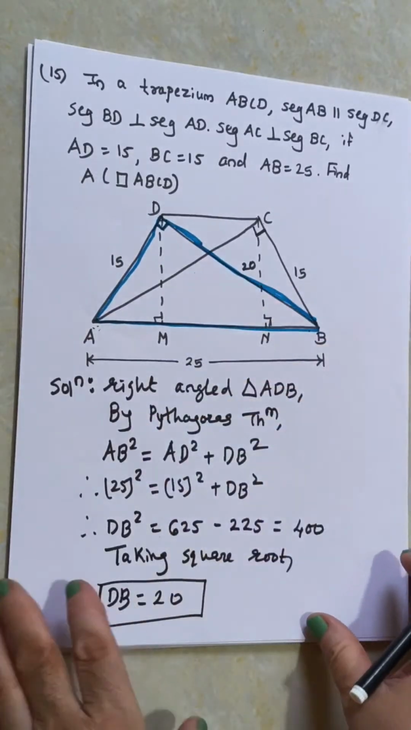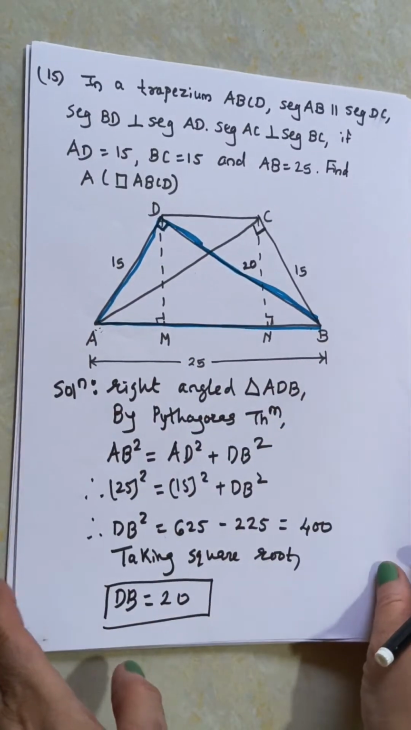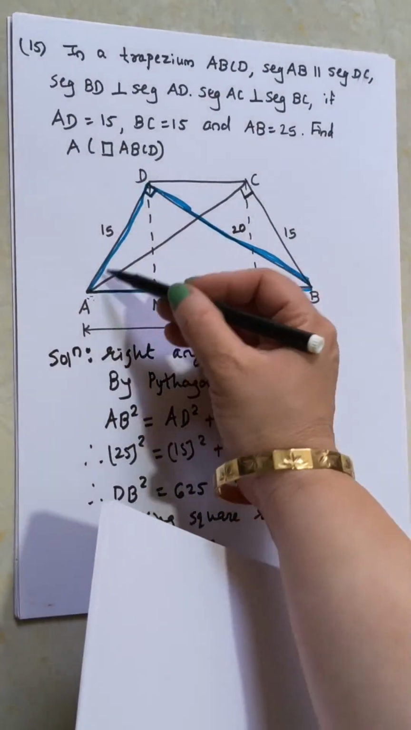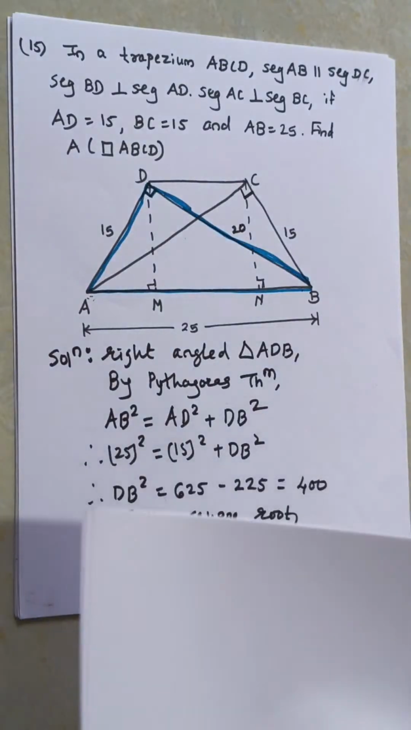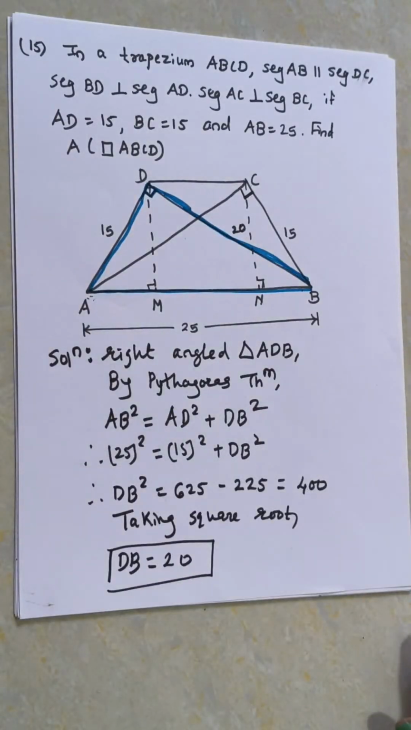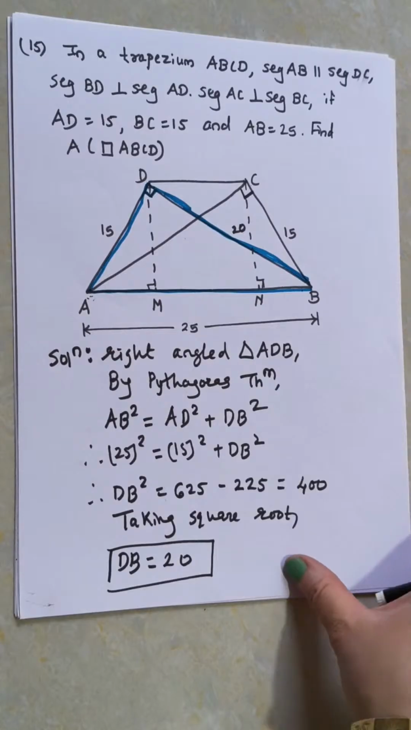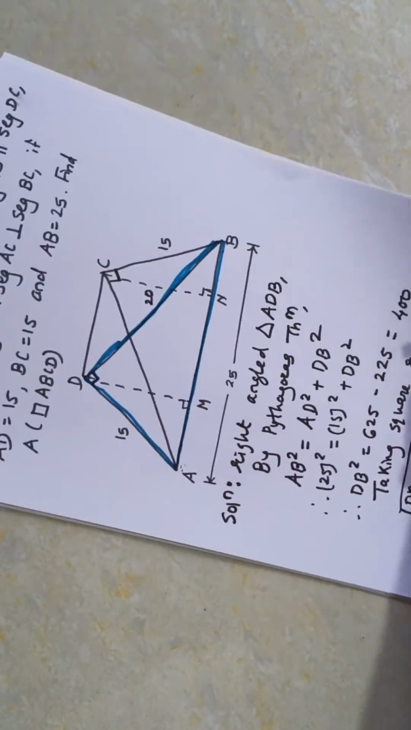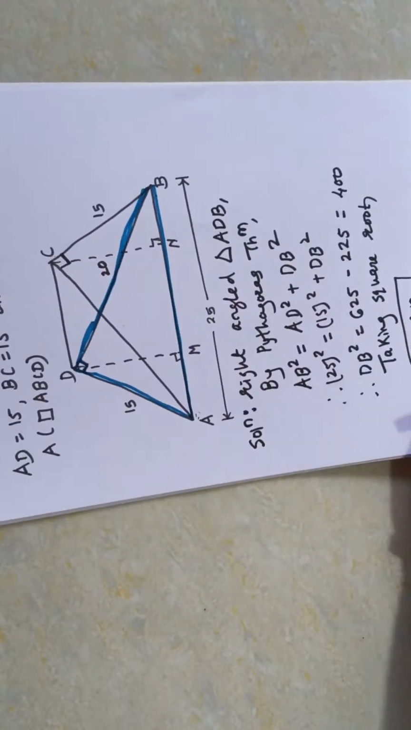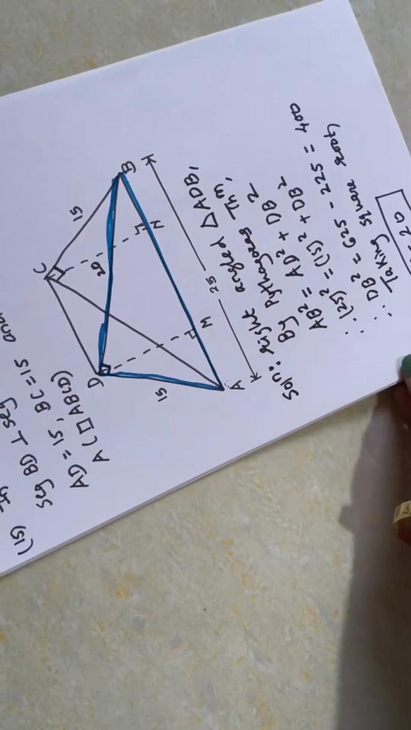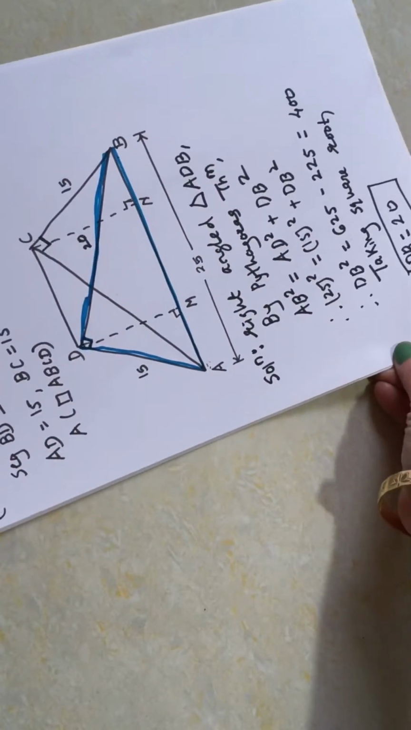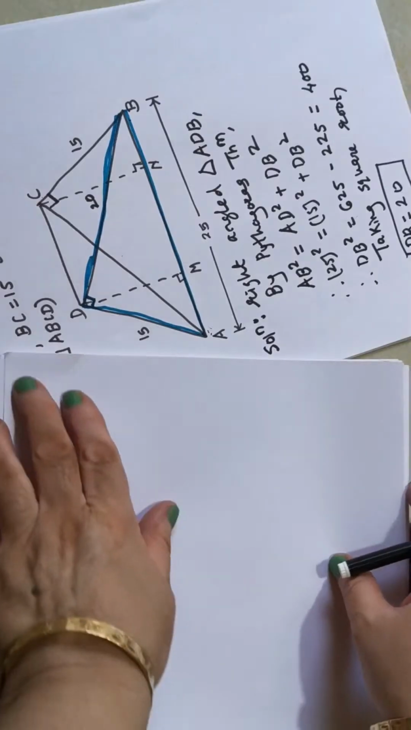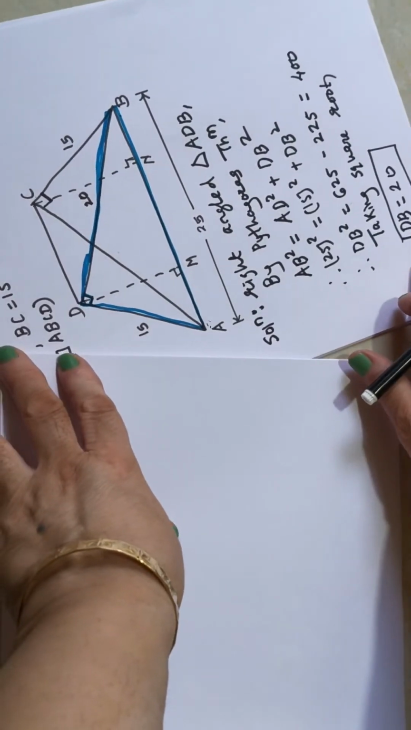Okay. Now let us take the area of triangle ADB. But for that I am going to change the direction of this triangle a little. Now you can see the triangle. I want to show you the triangle this way. So now you can see the triangle. Which triangle is it?